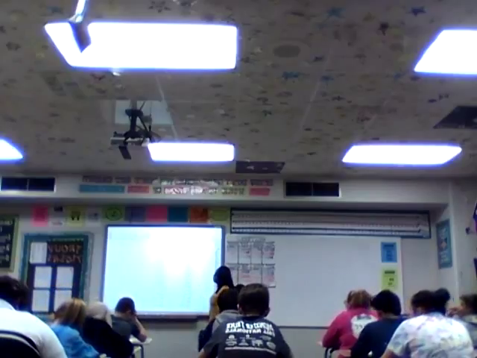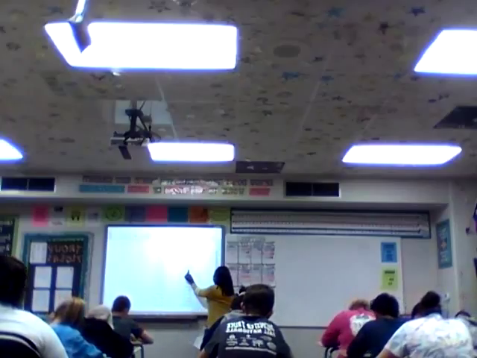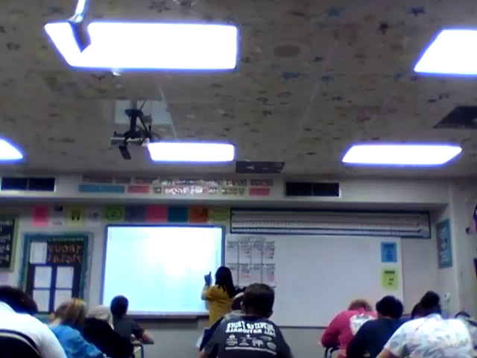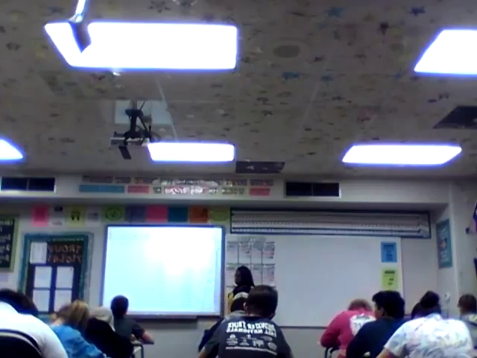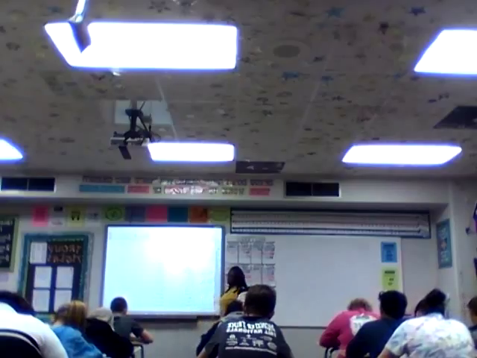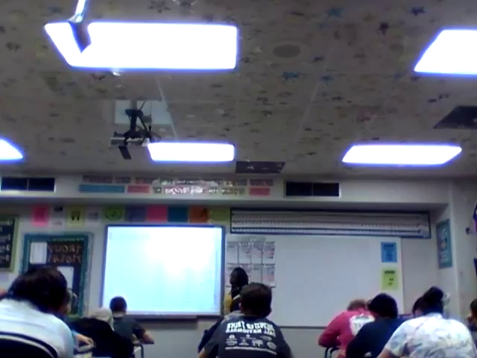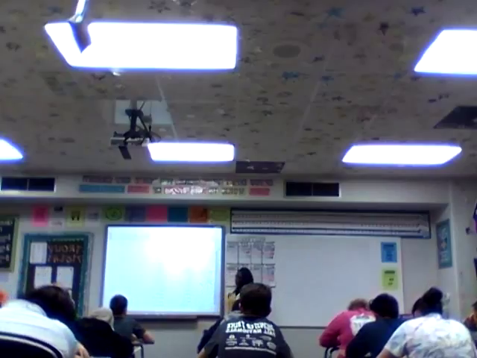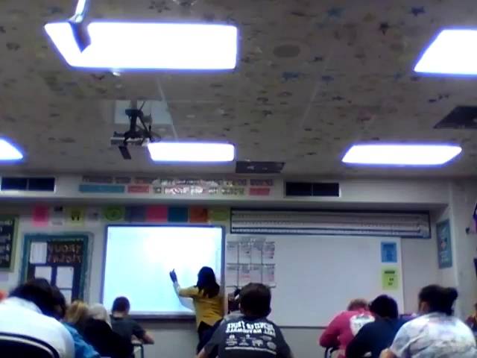Let's do this one. 4x times x plus 6. So I have to multiply this by everything inside, right? So 4x times x, and then 4x times 6. What's 4x times x? 4x squared. And then what's 4x times 6? So we just multiply the numbers. What's 4 times 6? 24. So plus 24.